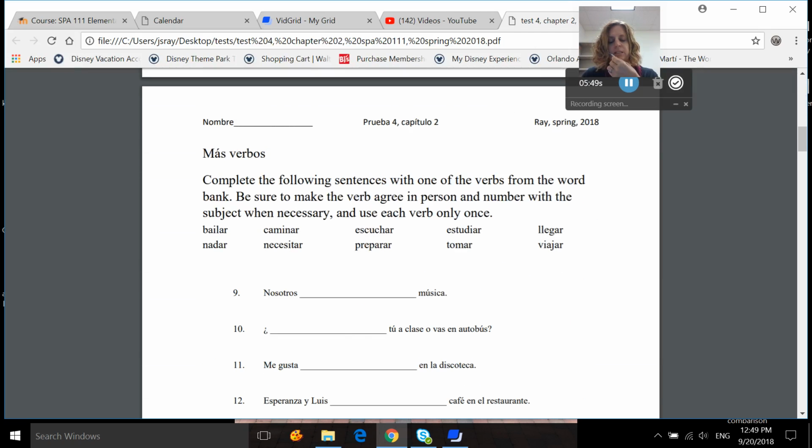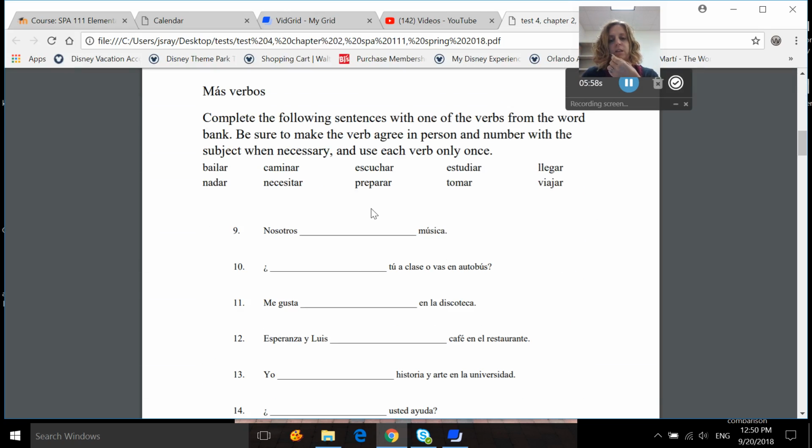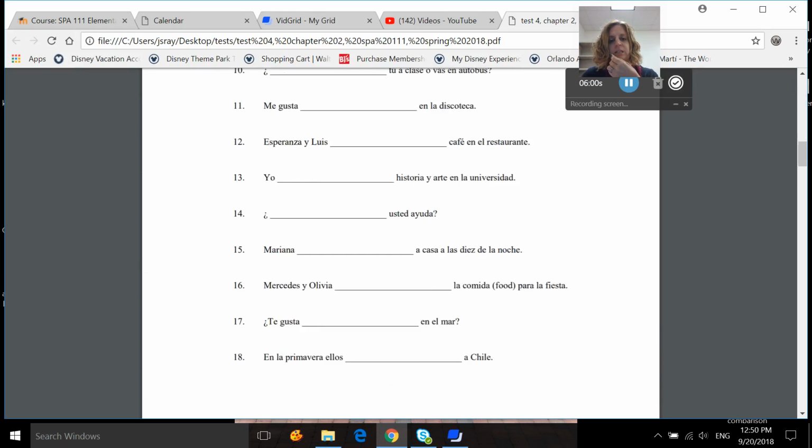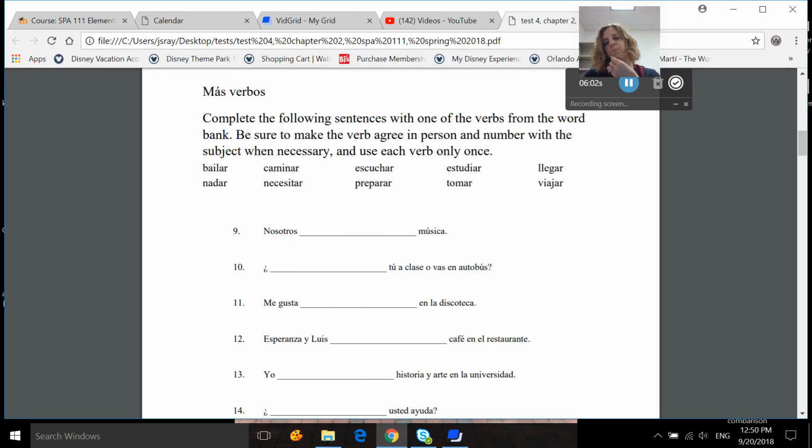Complete the following sentences with one of the verbs from the word bank. Be sure to make the verb agree in person and number with the subject when necessary and use each verb only once. So you're going to take one of these verbs and you're going to complete the sentences with it. And then remember that a verb has two parts. It has a stem and it has an ending.